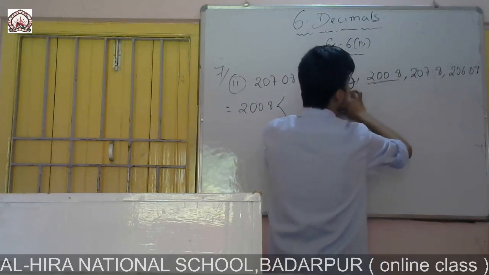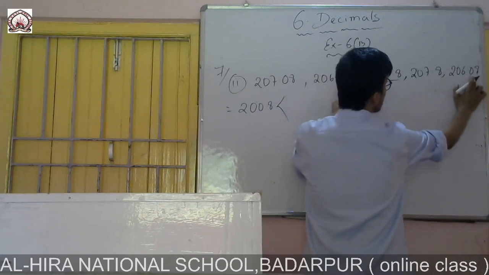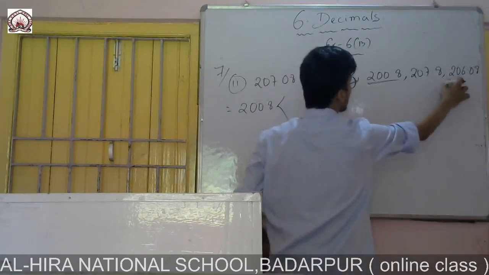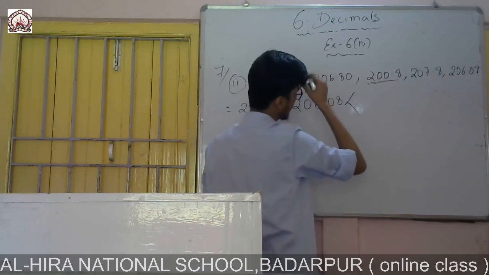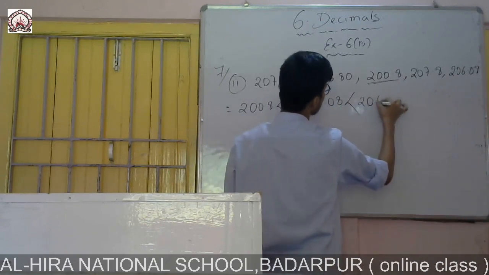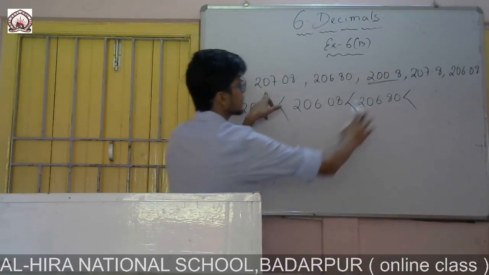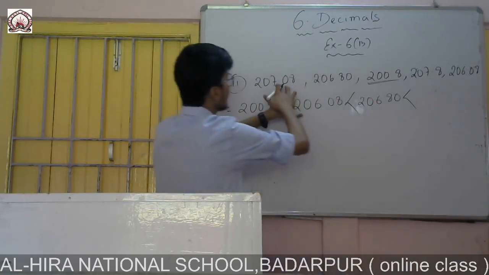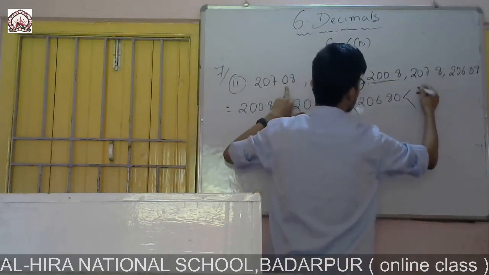So this is 206. After 206, 0.8 is there, and there it is 0.08. So which one is smaller? This one. So 206.08, then this one will come, 206.80. Then from this to 207, they are also 207, but there 0 is there after the point and there 8 after the point. So this one will be greater.